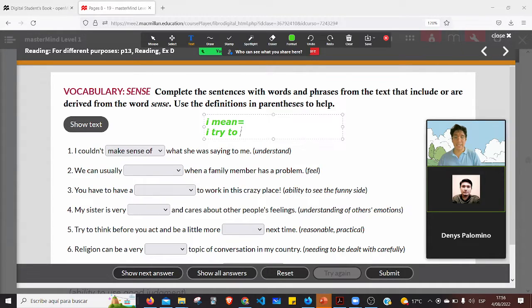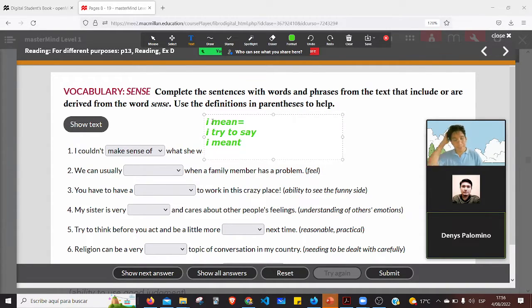Mean significa tratar de decir. I mean or I meant. I meant es quise decir. Y también I meant es el pasado, yo quise decir. Y I was meant, no sé si estuvieron ustedes a clase conmigo, I was meant, estuve tratando de decir. Es como I was supposed to do something.